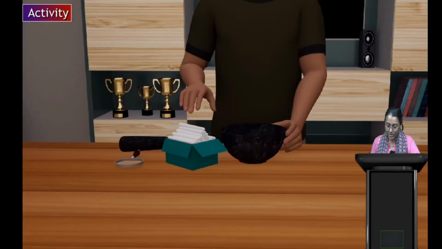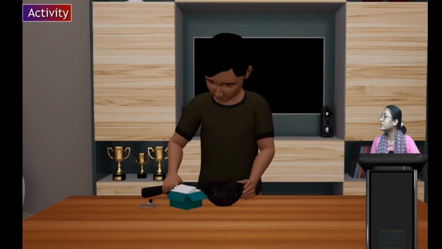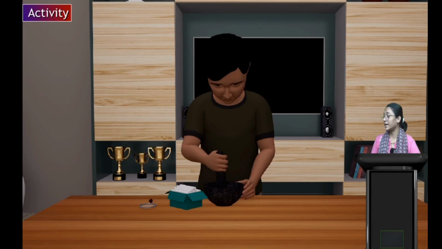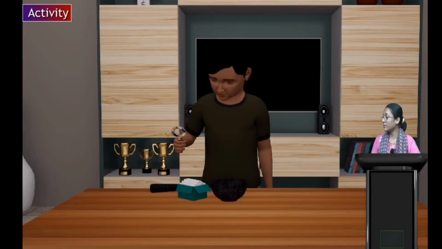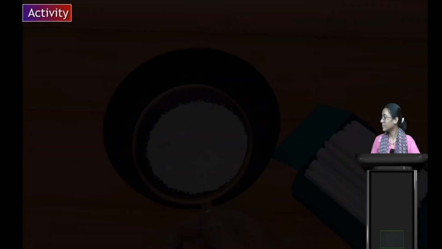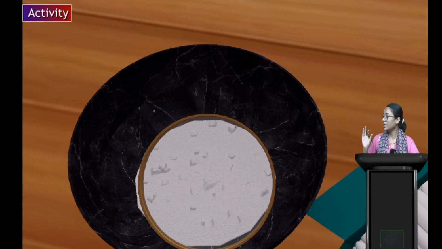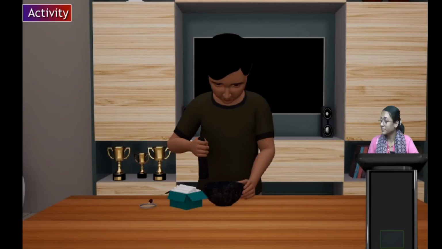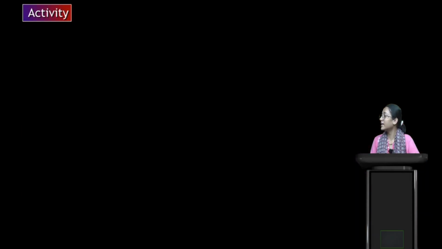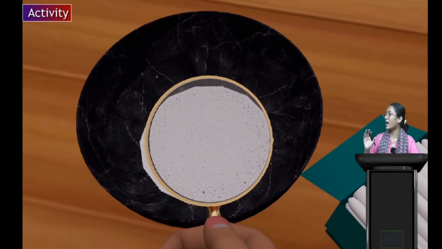Okay. So there is this one activity. Let's see what he is doing. He took some chalks and started to grind them. Okay. See, he ground the chalks. And after grinding them, see, there are these fine particles, isn't it?